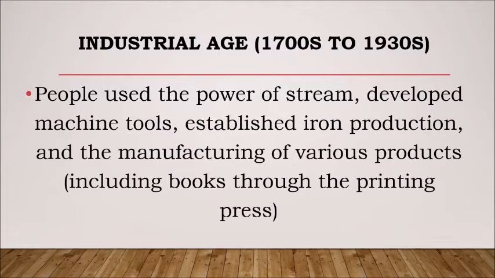Let's move on to the second period, which is the industrial age. It is from the 1700s to the 1930s. Unlike the previous age, during this era the first mechanical tools and machines were introduced, and these machines were the inspiration for the modernized machines that we use at present. People used the power of steam, developed machine tools, established iron production, and manufactured various products, including books through the printing press. These are some of the important events that happened during the industrial age.